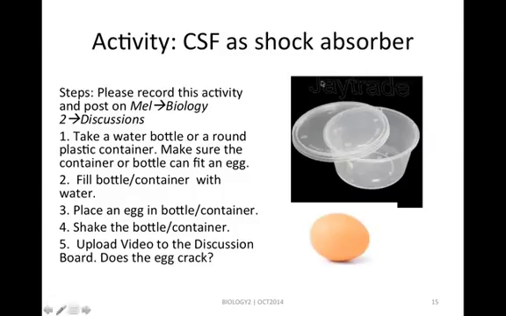What do you think mimics the CSF in this experiment? What do you think is the brain in this experiment? Okay, so record this activity and post on mail. It should take you less than 5 minutes.